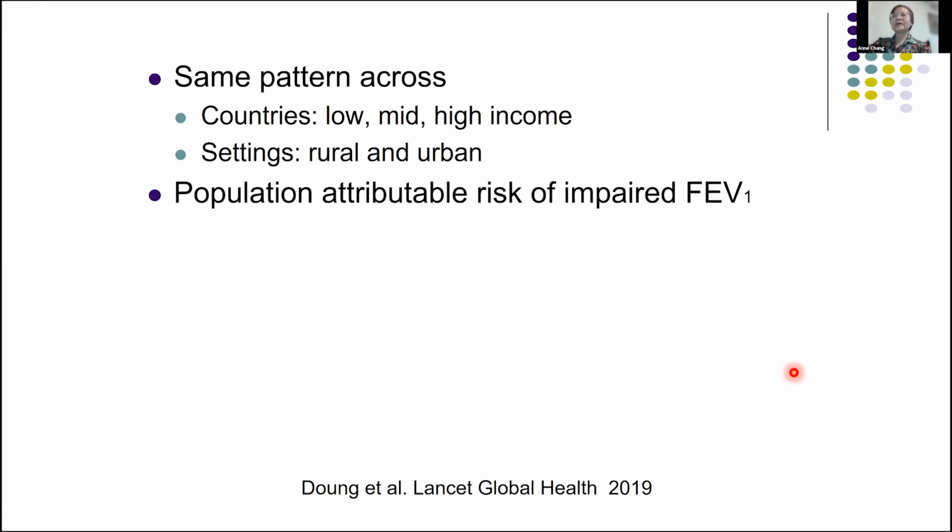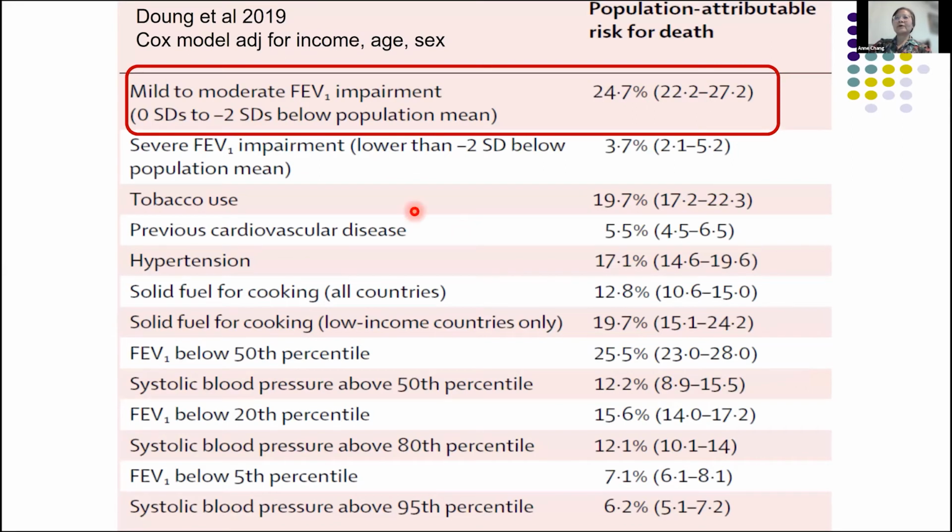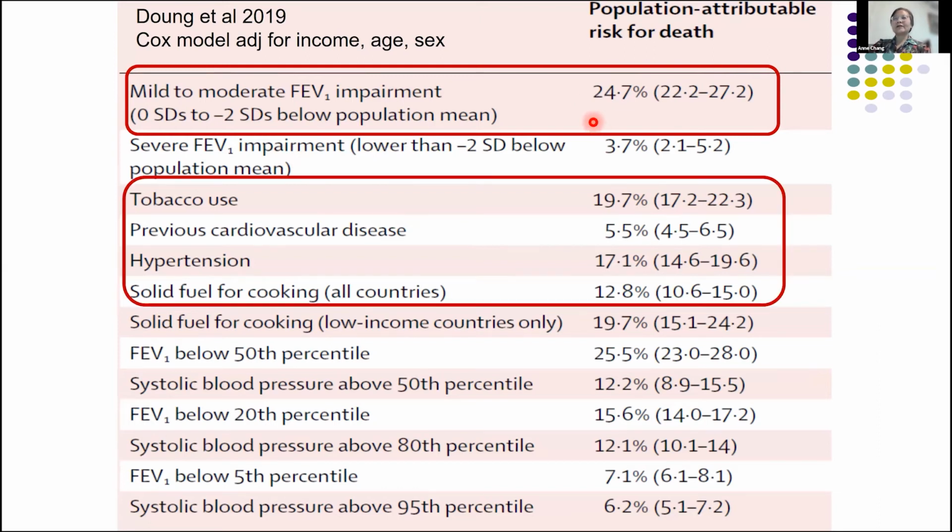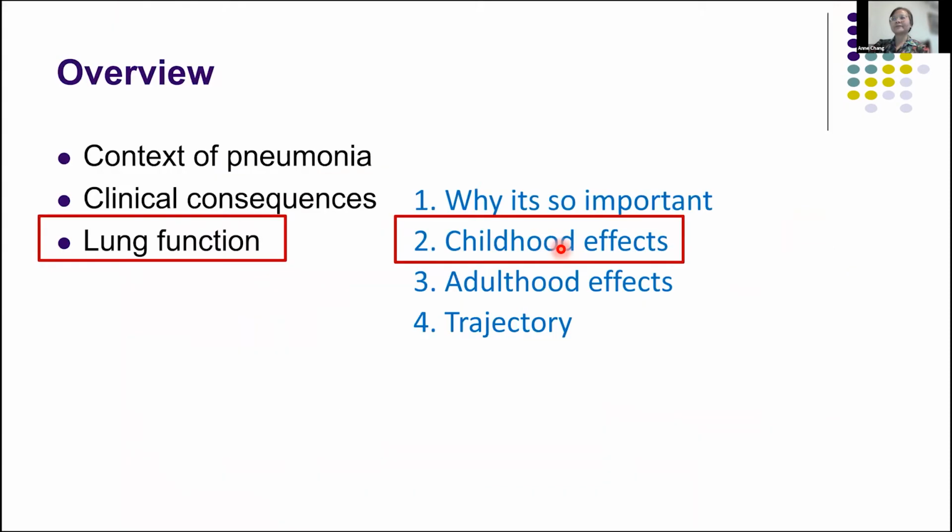They then looked at the population attributable risk of the impaired FEV1. Again, remembering that 0 to -2 is actually normal, and you can see the ratio there. But if you look at tobacco, hypertension, and all that, this attributable risk is actually higher than what you see in those. I'm not saying it's statistically higher, I'm just saying that it is higher. Okay, so it just shows the importance of trying to attain normal lung function in childhood.